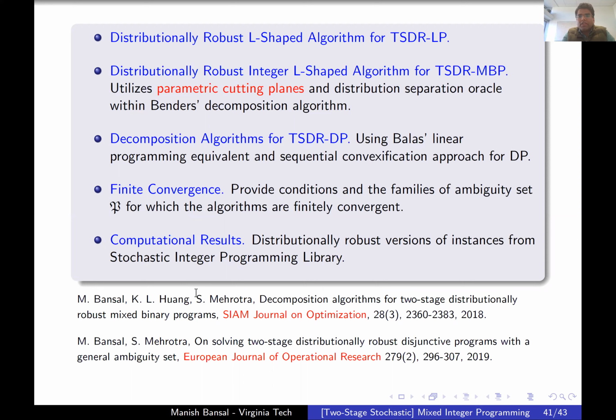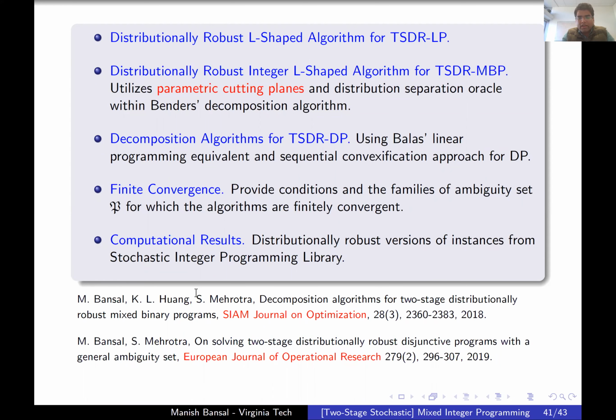So there is an L-shaped method for two-stage stochastic linear programs. We introduced a distributionally robust L-shaped method for two-stage distributionally robust linear programs, and thereafter extended it to a distributionally robust integer L-shaped method by utilizing some parametric cutting planes. And to solve the two-stage distributionally robust disjunctive program, we utilize Balas's linear programming equivalent, but now parameterized by X, and also his sequential convexification approach for the disjunctive program.